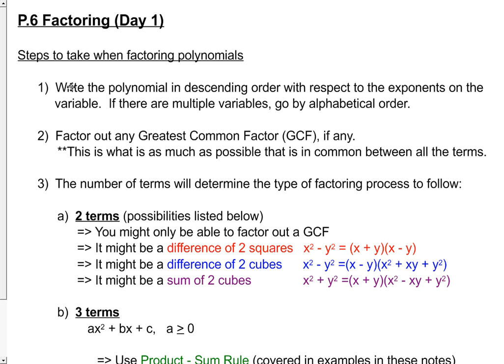And the first thing we need to do is make sure that the polynomial is written in descending order with respect to the exponents on the variable. And if there are multiple variables, go by alphabetical order. So let's look at what that means.